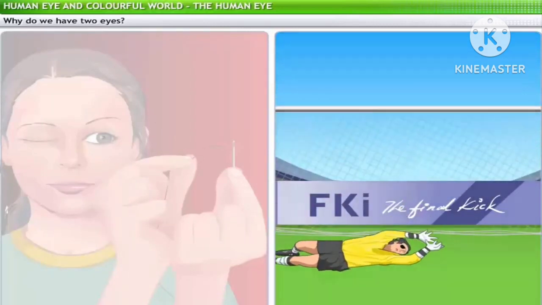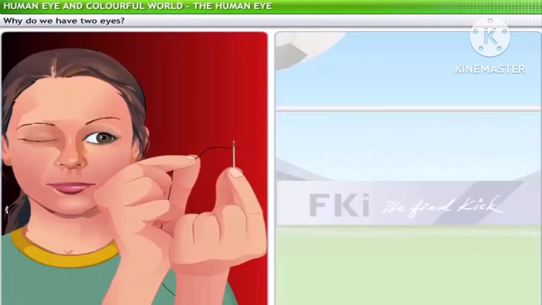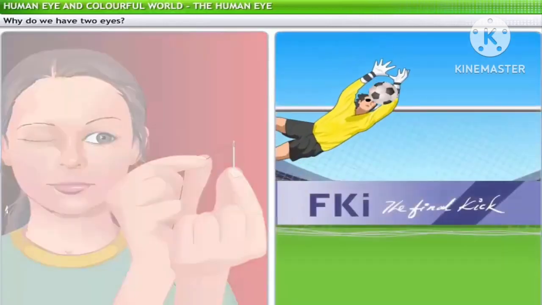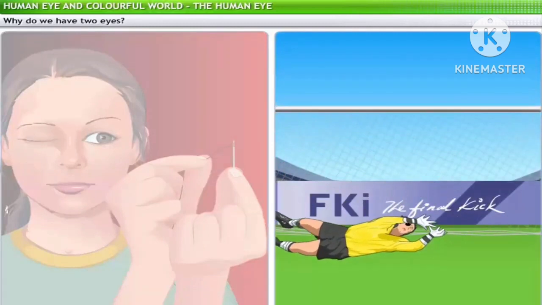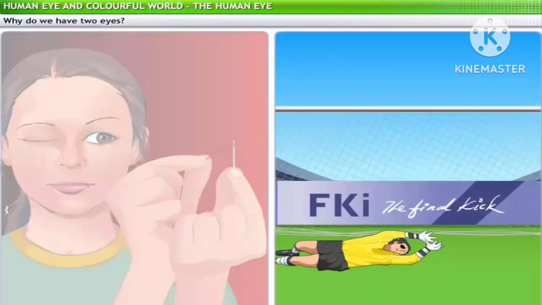You will find yourself struggling with the thread. As for catching the ball while seeing with only one eye, you should be very careful when catching the ball, or else the ball may hit you. This is because with one eye you are likely to misjudge the distance.